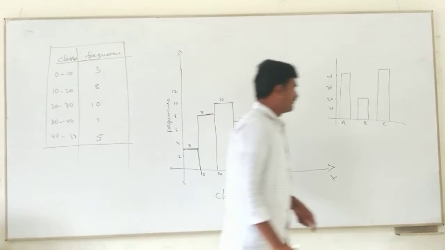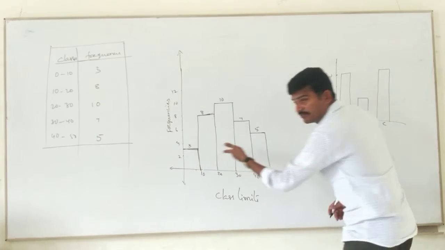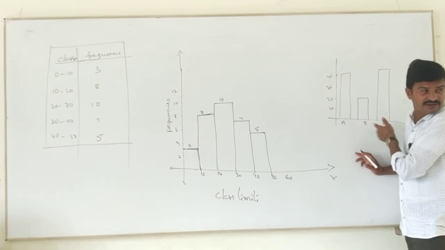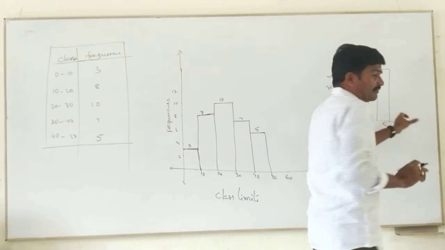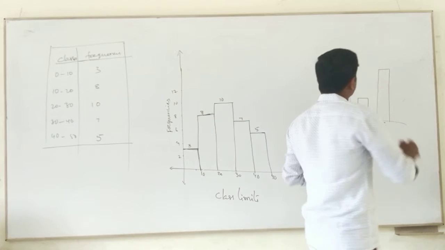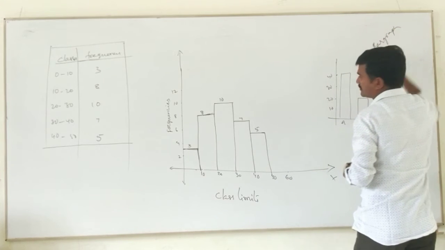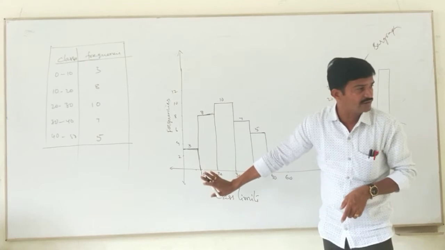Now see, have you found any gap between one bar to one bar here? No, because here gap is there. Between one bar and another bar, here there is a gap. So this is called a bar graph. But here there is no gap.